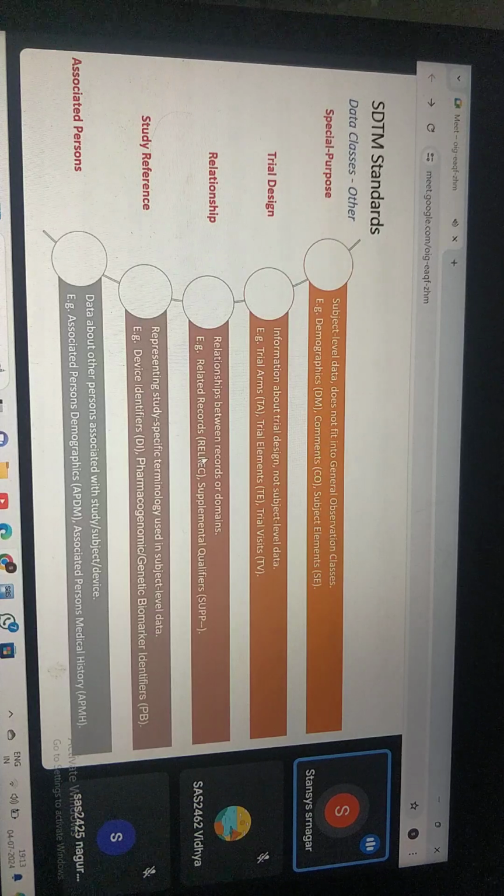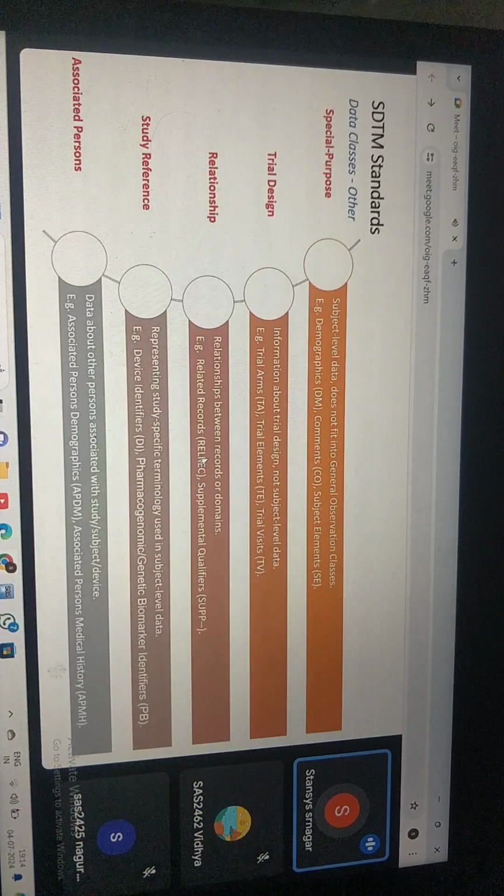So due to that adverse event, he got one record in the adverse event domain, and due to the concomitant medication, he got one record in the CM domain. It means the adverse event record and the concomitant medication record actually have a relationship. Because of the adverse event only, he took that medication. Otherwise he wouldn't have taken it. So there is a relationship between this adverse event record and the concomitant medication record.